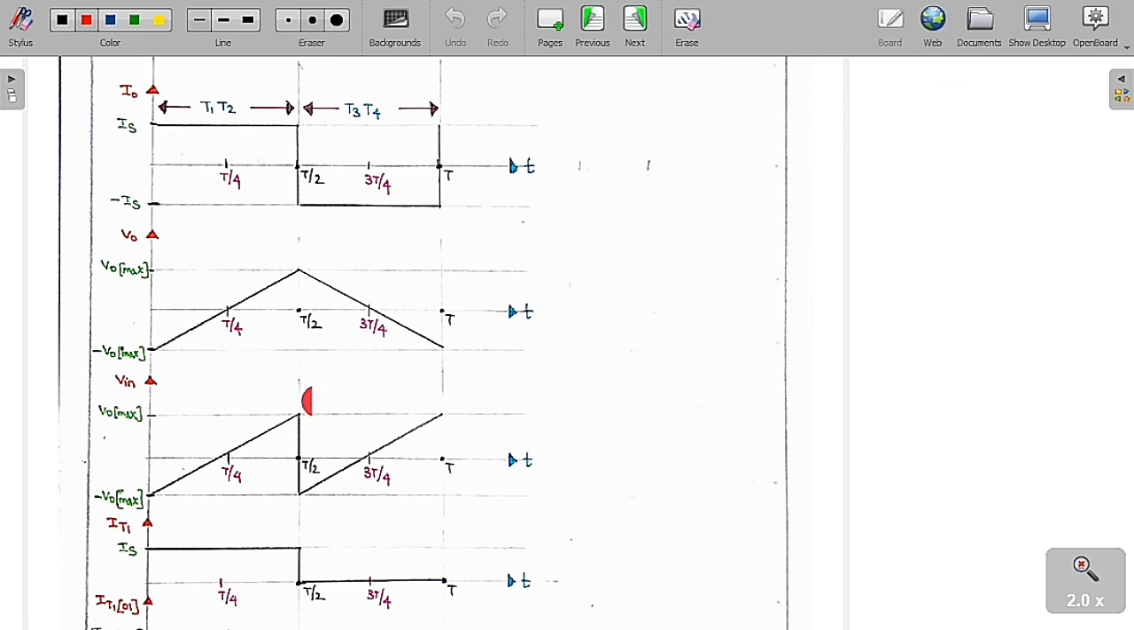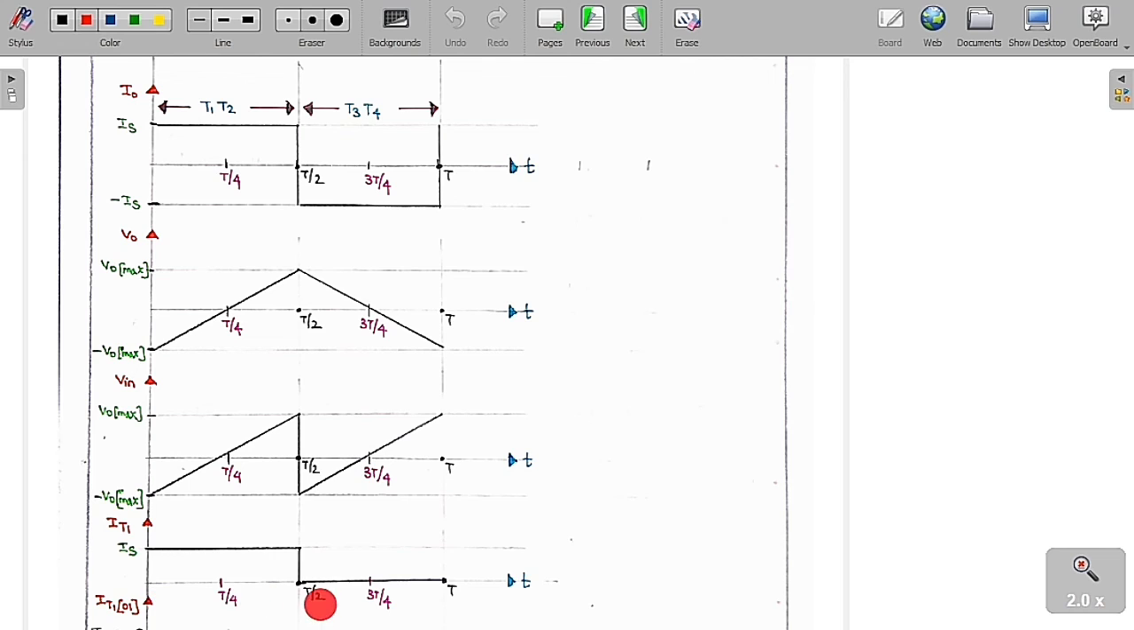So you can see clearly the fundamental frequency of the input voltage is twice the fundamental frequency of the output voltage or the output current. So now I want to draw what is the nature of the thyristor T1 current. So T1 is conducting only from 0 to T by 2. So after that it is off. So whenever it is off, the current is 0.